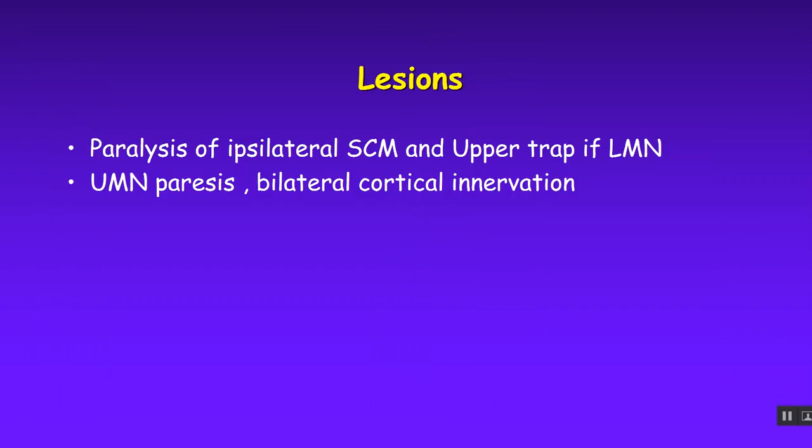If you have lesions of that nerve itself, if you avulse it or compress it or something like that, you're going to have ipsilateral paralysis or weakness, okay, of the upper trap, if it's a lower motor neuron problem.